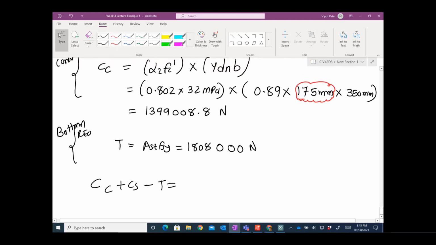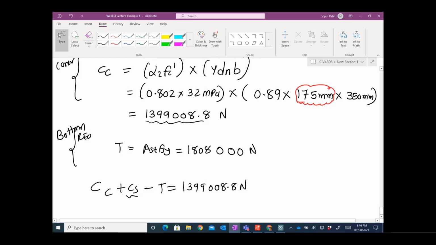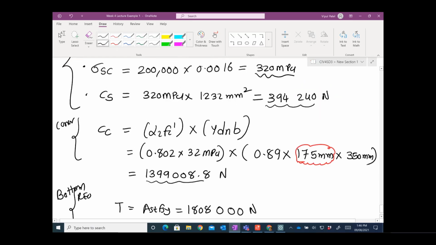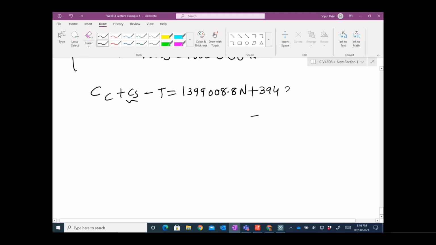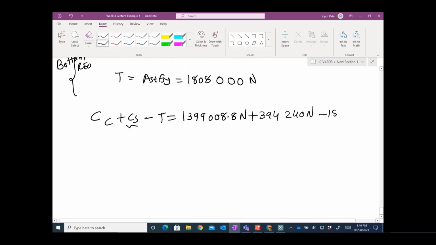Now CC is this one, 1399008.08 newtons. CS is 394240 newtons. And the last one does not change, which is 1808000 newtons. So if I do this, it is minus 14712.2 newtons, which is again not zero, right?